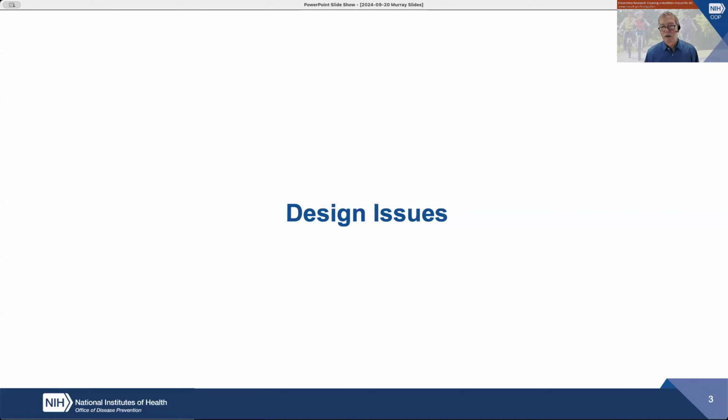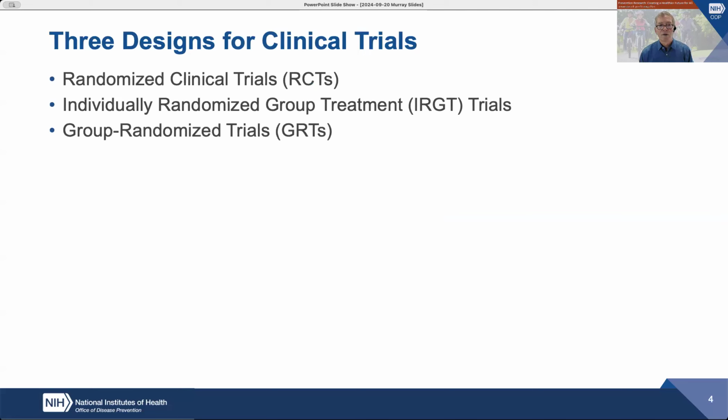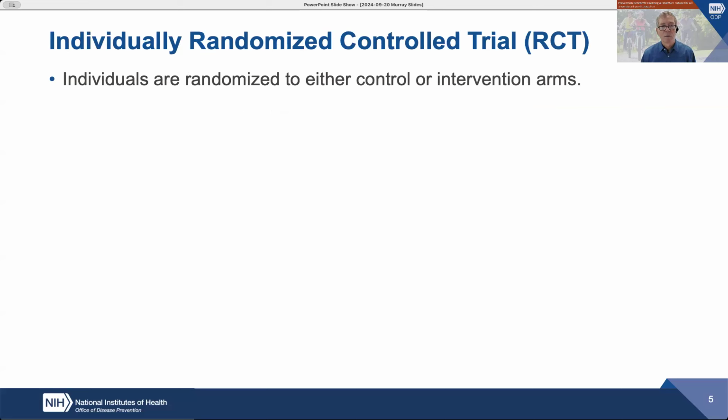So the first section that we'll cover is the design of these studies. There are 3 main classes of designs that I'm going to talk about. Randomized clinical trials, individually randomized group treatment trials, and group randomized trials. For the last one, there are 2 subcategories, parallel group randomized trials and stepped wedge. So there are really 4 designs that we'll talk about.